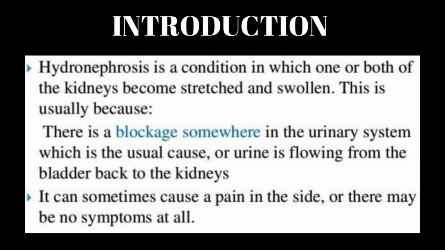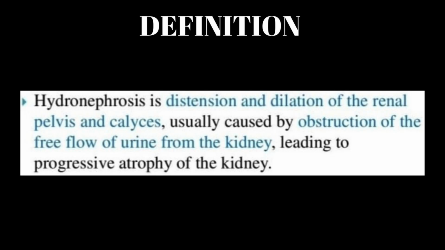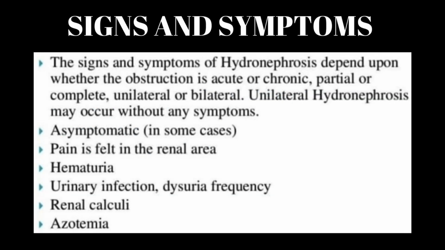After that, we will talk about definition of hydronephrosis. Hydronephrosis is distension and dilation of the renal pelvis and calyces, usually caused by obstruction of the free flow of urine from the kidney, leading to progressive atrophy of the kidney. Then we will talk about signs and symptoms.